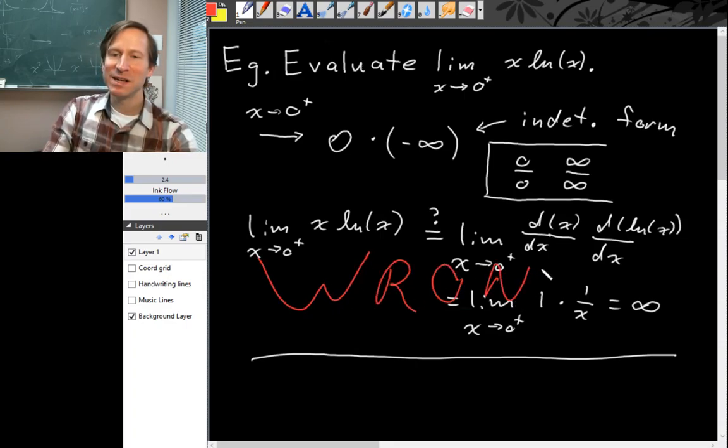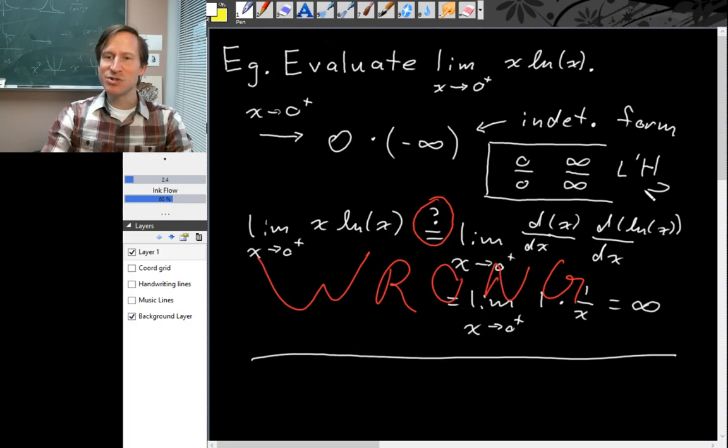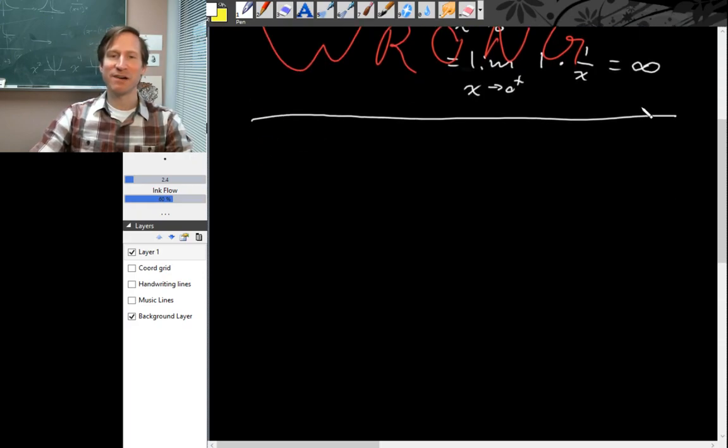We guessed that maybe we could do a L'Hopital's rule type thing on the product, but this actually doesn't work, as we'll see. L'Hopital's rule only applies to these two indeterminate forms, 0 over 0 or infinity over infinity. So to evaluate this limit, we have to rewrite the thing that we're taking the limit of, x times natural log x, so that it's a quotient. We can only use L'Hopital's rule if we have a quotient.